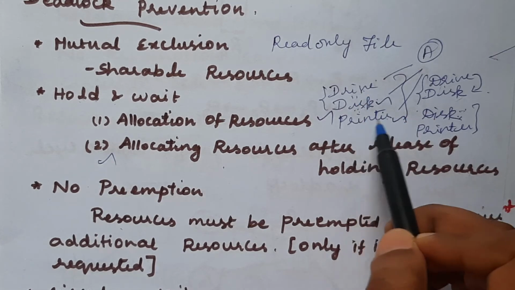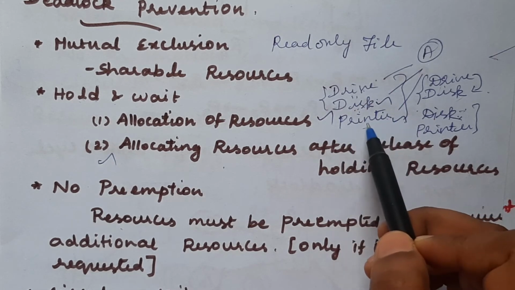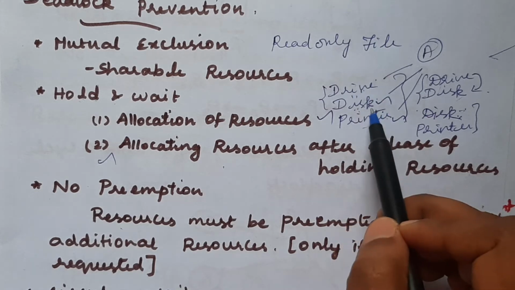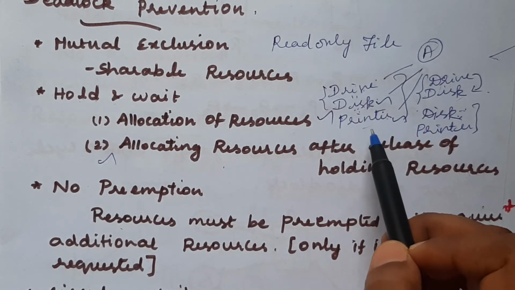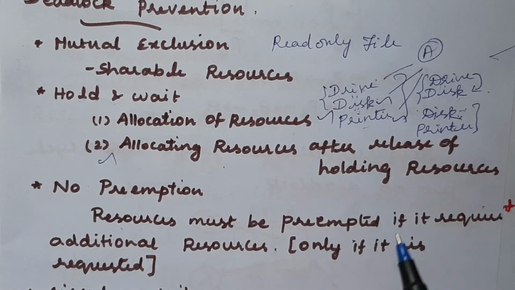So at the time, it may need this printer resource only at the end. So after copying the content only, it needs this printer. So till then, this printer resource is not used at all, right? So your resource utilization will be very low in these two methods. Okay, this is the disadvantage.